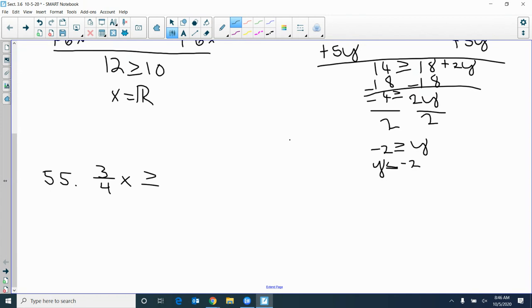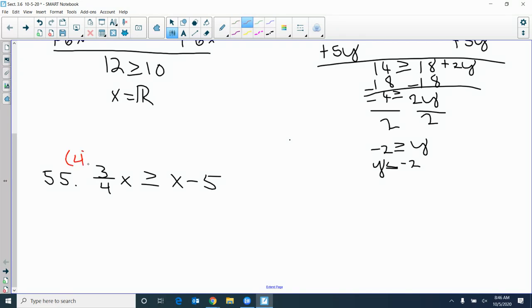How do I write 5 less than the number, Christian? It's got to be x minus 5. Now, there's a couple ways to solve this, but here's what I would tell you to do. Get rid of that fraction by multiplying everything. What can we multiply everything by to get rid of that fraction? 4.